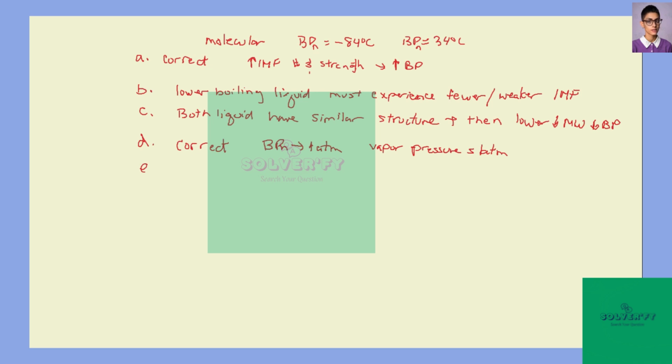And then finally, E says at negative 84 degrees Celsius, both liquids have vapor pressures of 760 millimeters of mercury. And that is not correct. Negative 84 degrees Celsius is the normal boiling point of only one of them. It's at their own normal boiling points that both liquids have vapor pressures equal to 760 millimeters of mercury, which is normal atmospheric pressure.